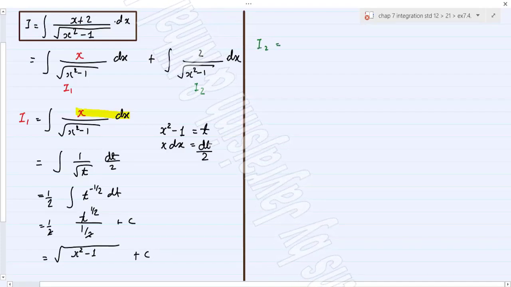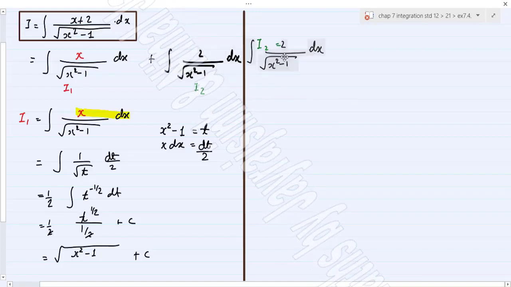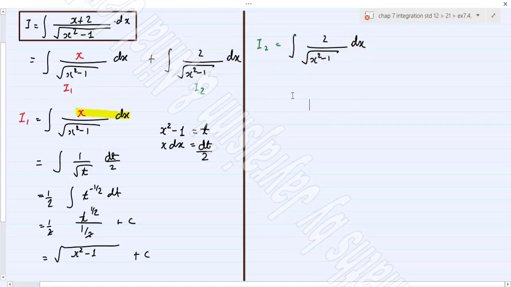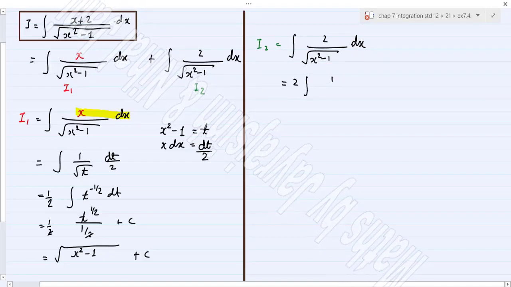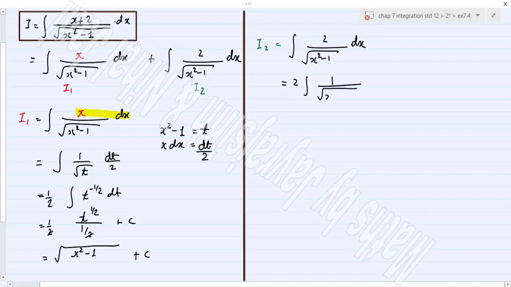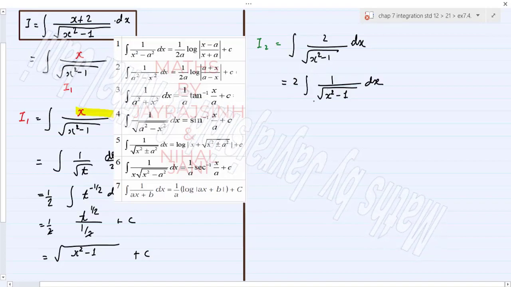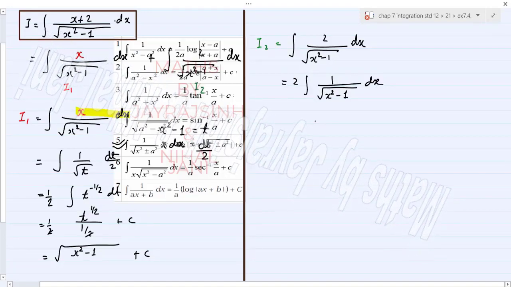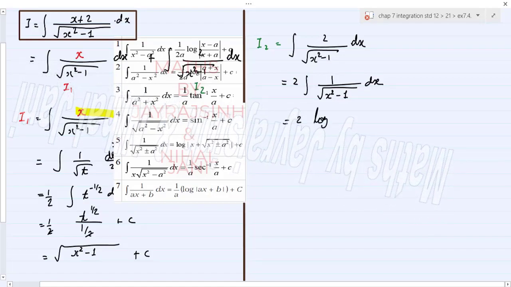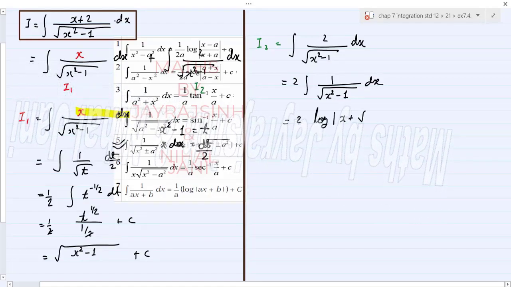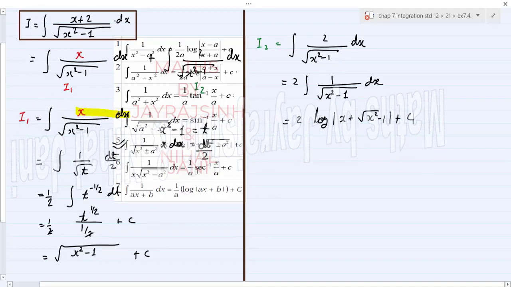And now what about I2? I2 is simply integration of 2 upon under root of x square minus 1, where we can take 2 outside and we just have to integrate 1 upon under root of x square minus 1 dot dx. And for that, we are going to use fifth formula. So it will be 2 times log mod x plus under root of x square minus 1 plus c, right?